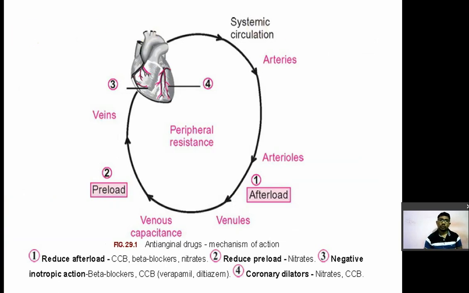Now you might be clear regarding angina pectoris, why it is happening. So what is the problem exactly? So angina pectoris, what is the problem? Whatever coronary arteries are there, so this one is the coronary artery.